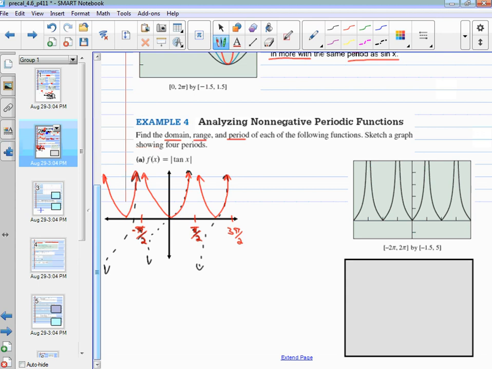Domain. What's our domain of this one? Well, I can't have certain things. So I have all reals except, let's say x cannot equal, where's the first place I cannot equal? Pi over 2, and then odd multiples of it: 1 of them, 3 of them, 5 of them. So x cannot equal odd multiples of pi over 2, that's my domain. How about the range of this one? Look at the range. What's the range of this one like?